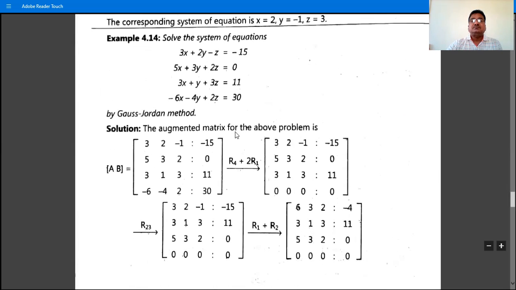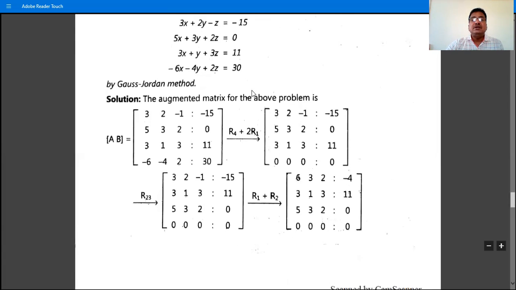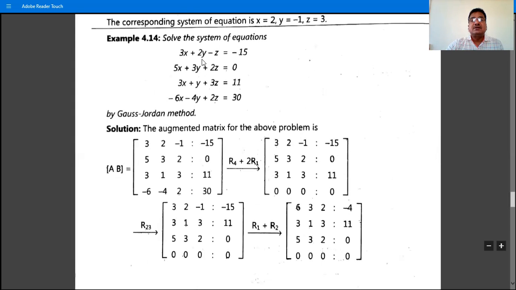So, solve the system. Next example, again by the Gauss-Jordan elimination method. We are given 4 equations and there are 3 unknowns. But don't change the method, that is, form the augmented matrix. There are 4 equations and 3 unknowns, but we consider the matrix form and then consider the augmented matrix.